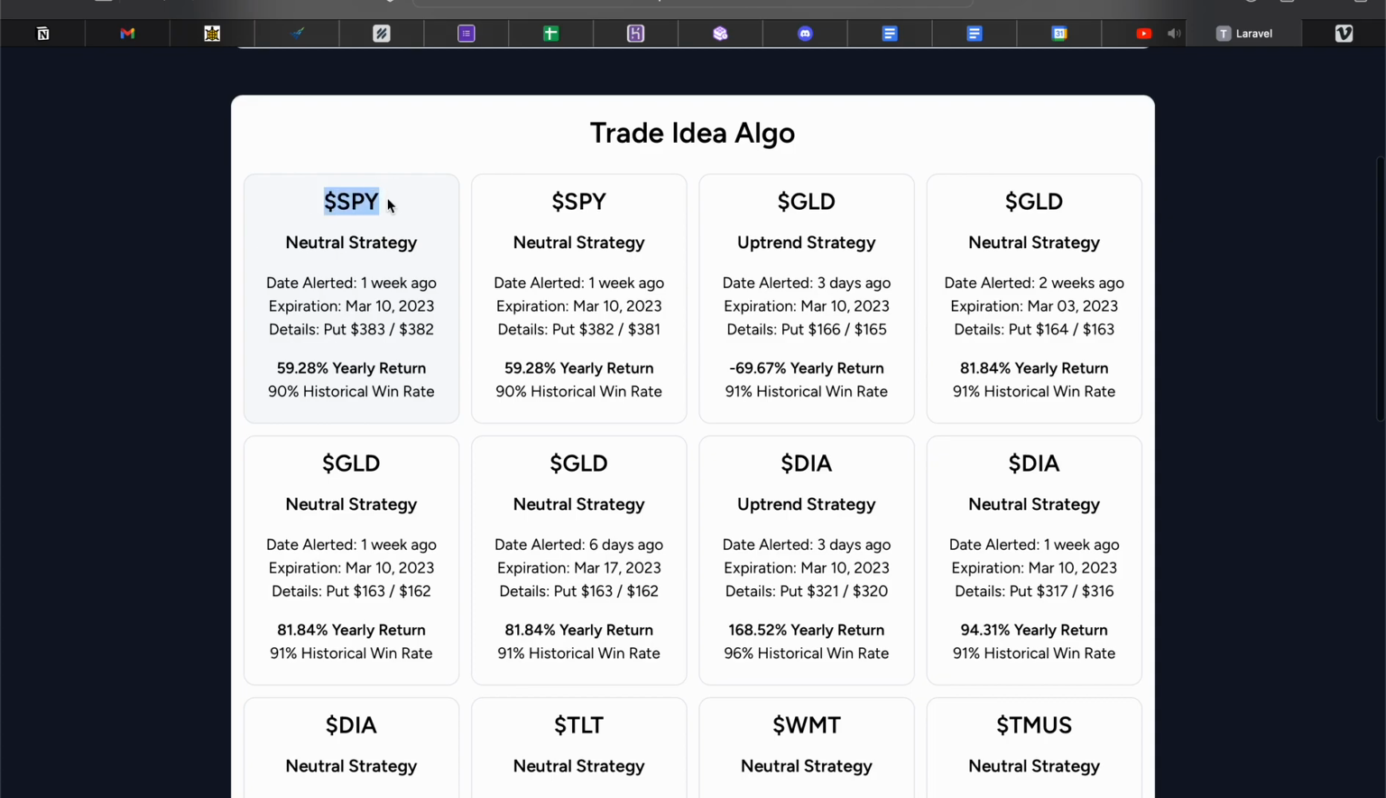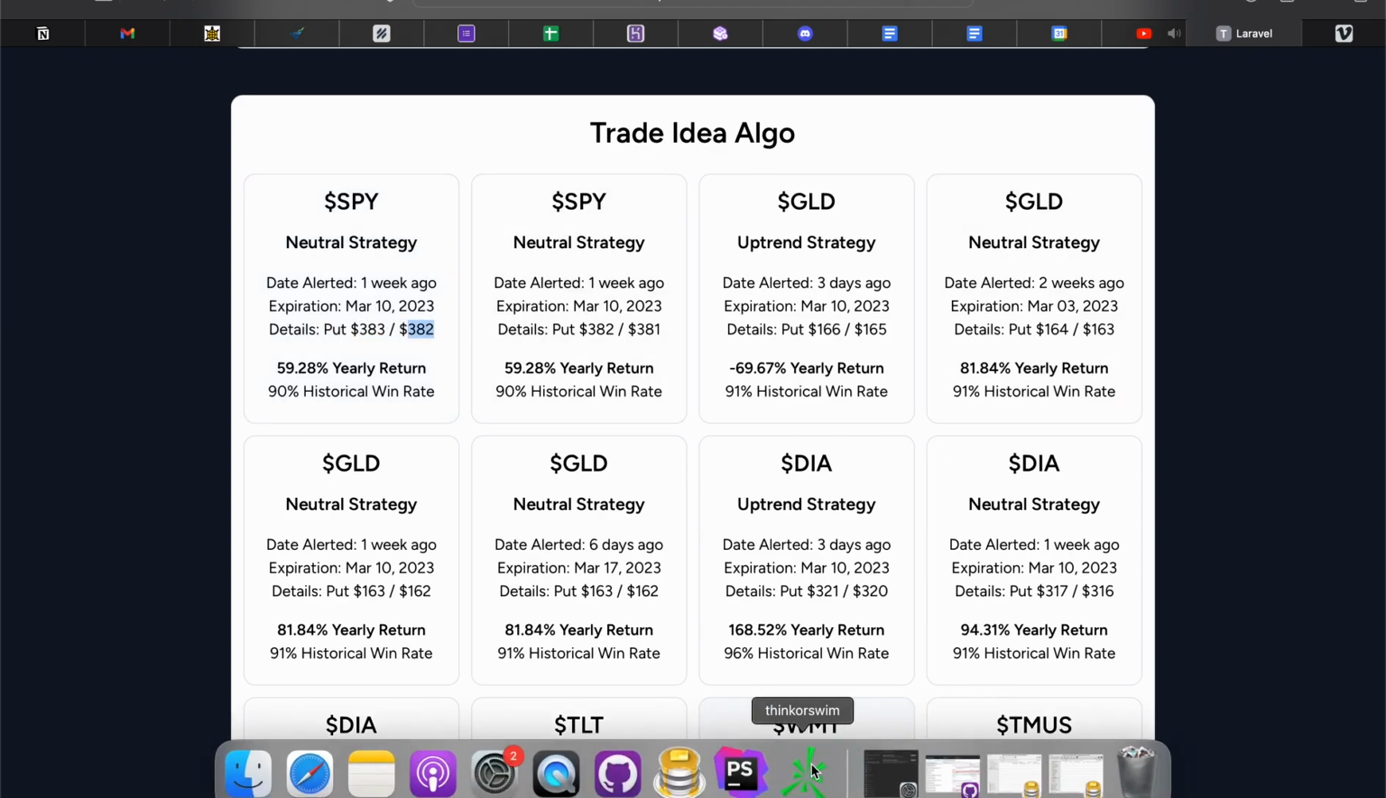This is going to be our ticker symbol, SPY. This is what we're going to look up. This is going to be our expiration date, March 10th. And these are going to be our details. They put credit spread where we're selling the 383 and buying the 382. So let's jump into the ThinkorSwim platform and do this.